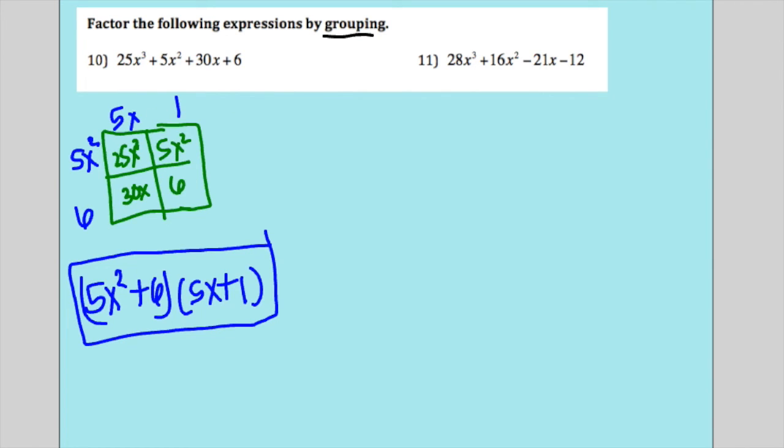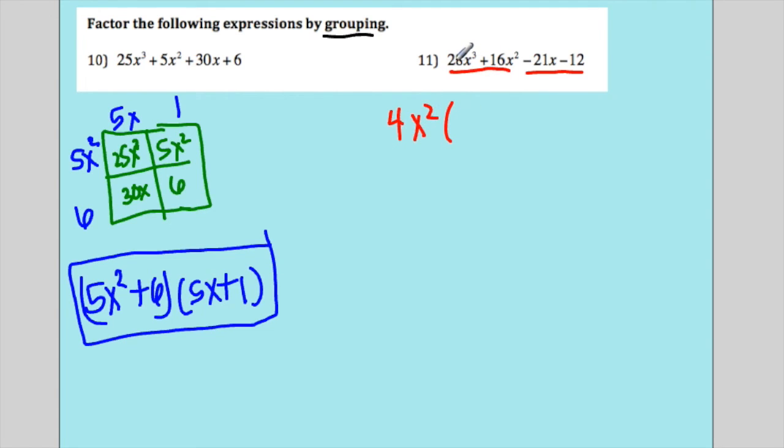The other way you can think about it is, look at the first 2, look at the last 2. Kind of take them in individual pieces. Okay, I'll look at this one. What can I take out of 28 and 16? They're both divisible by 4, so I'm going to have 4. And then I would say I can take out an x squared.